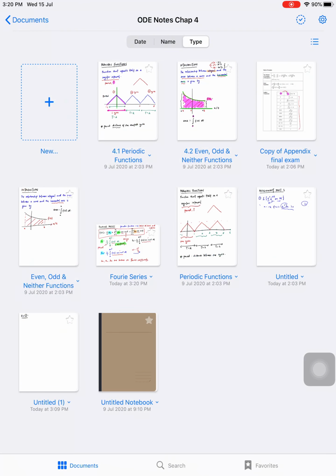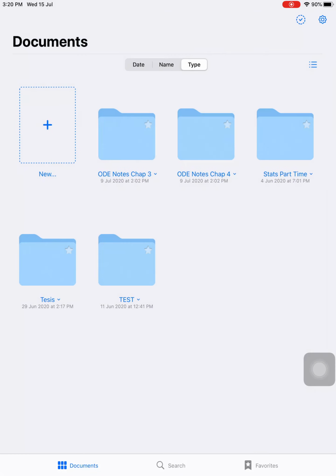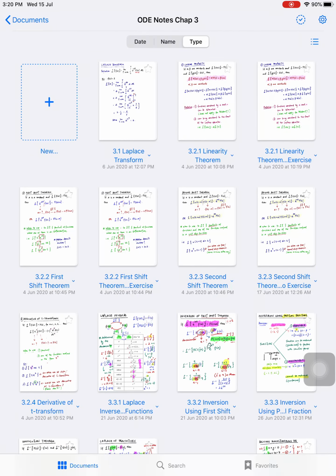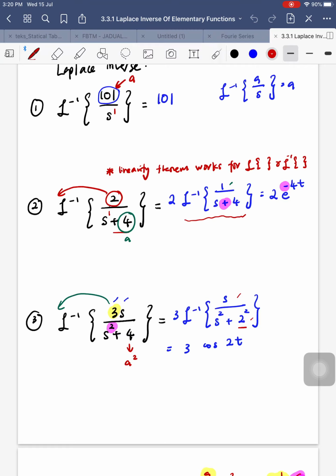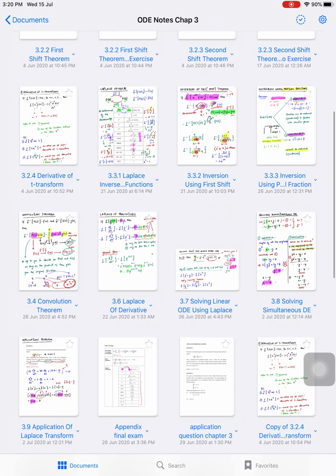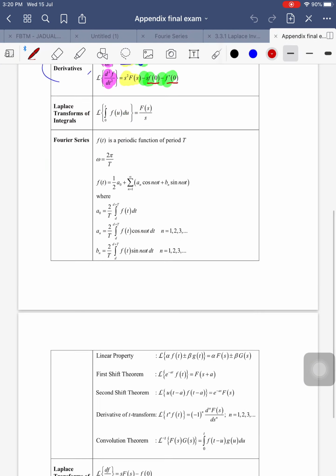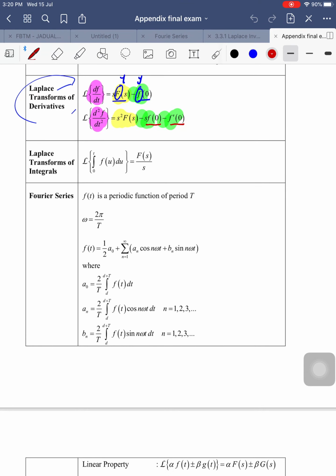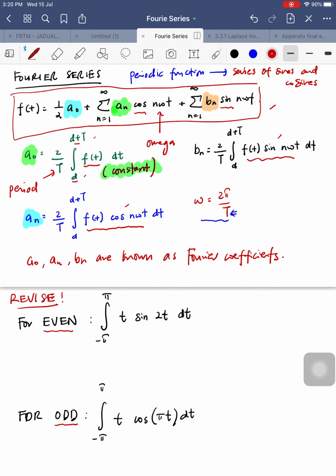If you have a look at the appendix, so let's revisit the appendix. It's going to be here. No, this is notes on Laplace inverse. So this is my appendix. Everything is going to be here. So this is Fourier series. Everything is going to be in here: the formula for omega, what is going to be f of t, and the formula for each of the Fourier coefficients, a naught, an, and bn. So you have to memorize nothing. Everything is simply going to be given.